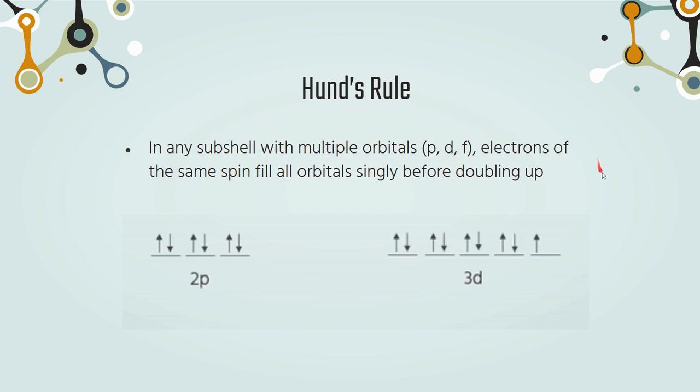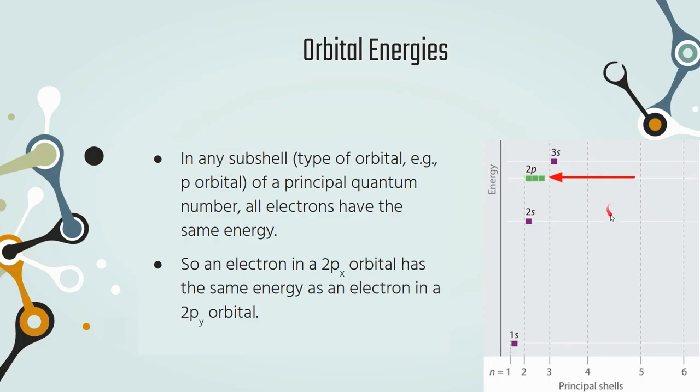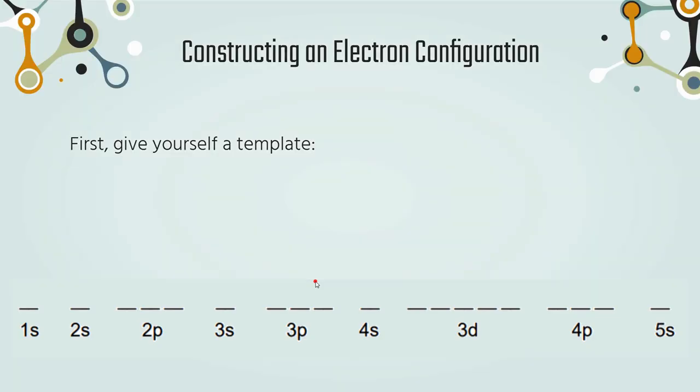All right, let's go a little farther with Hund's rule. In any subshell, such as the 2p here, of the same principal quantum number, in this case 2, all electrons are going to have the same energy. So an electron in a 2px orbital has the same energy as an electron in the 2py orbital. So these will kind of go in side by side because they're at the same energy.